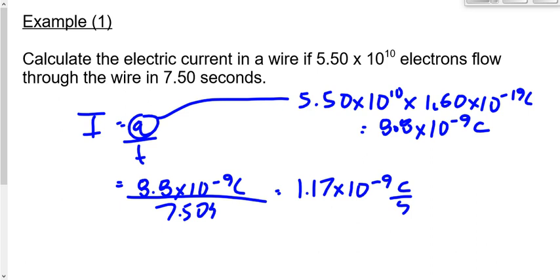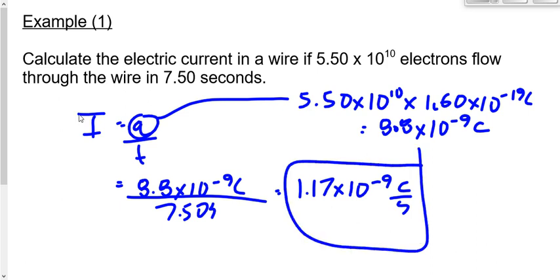Just be familiar with both, because on a quiz or a test sometime, maybe it gives you one or the other. Even if it's not the one you use, you've got to be able to recognize that as being a unit for electric current. That's not very hard, eh?